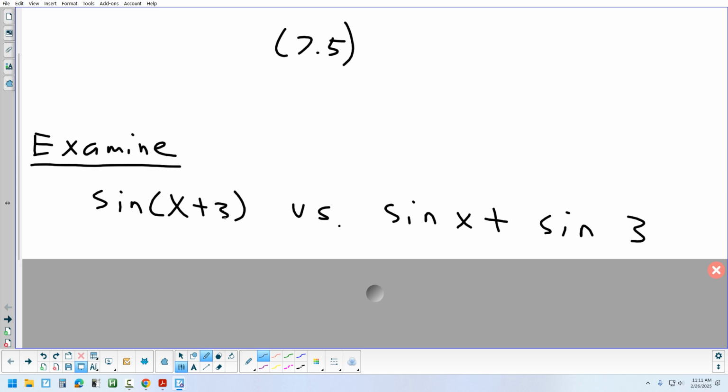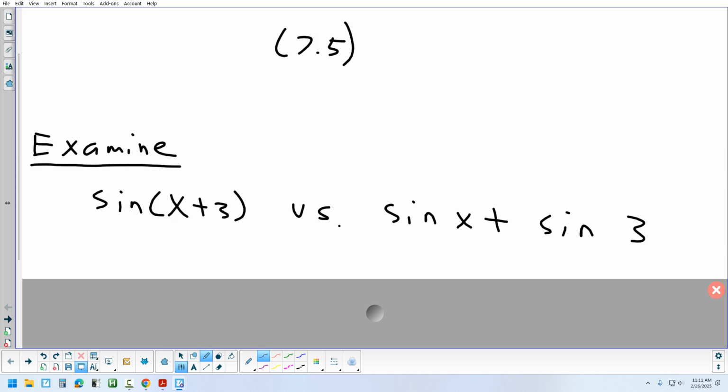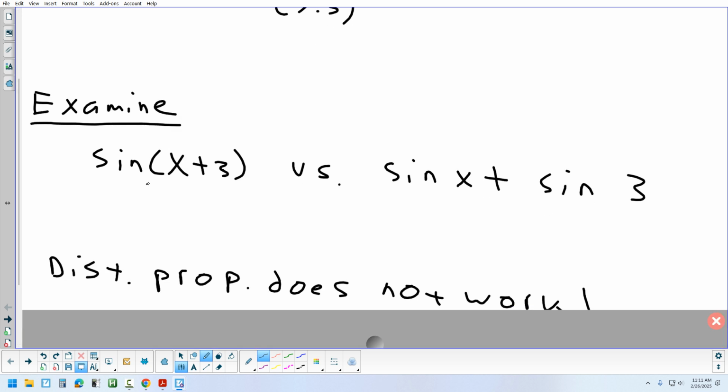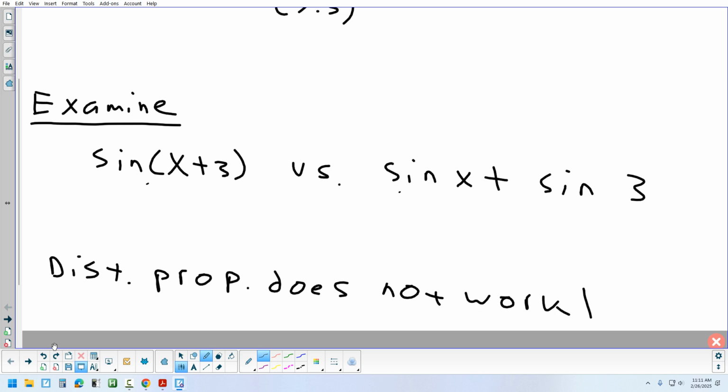Horizontal stretch. Vertical stretch. What is it? Vertical shift. It's a vertical shift. So just from the perspective of transformations, are those the same transformation? No. One is a horizontal shift, one is a vertical shift. So the point is, you can't say that that equals that. That doesn't work. All right, you can't just take the word sine and pretend like you're going to distribute it. That doesn't work at all.